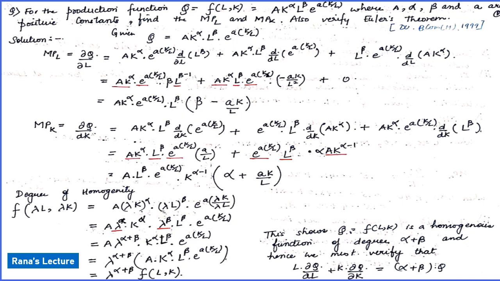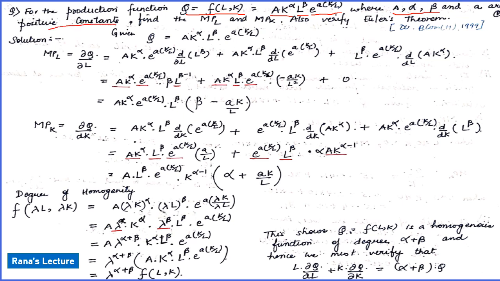आपको पता है production function जो होता है, it's a function of capital and labor, right? Is already given here. It's a function of capital, it's labor and capital. And ये क्या दिया हुआ है? This is A k to the power alpha, l to the power beta, e to the power a into k by l. जहां पर आपका A, alpha, beta all are positive constants.